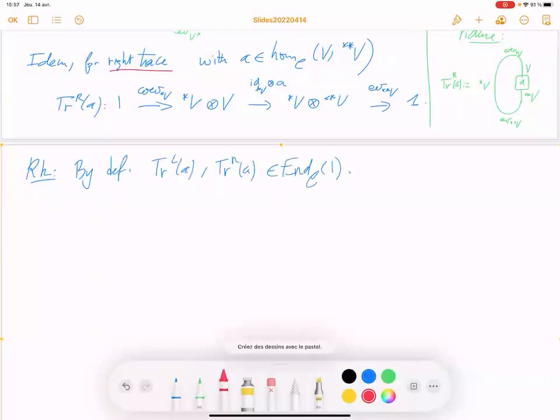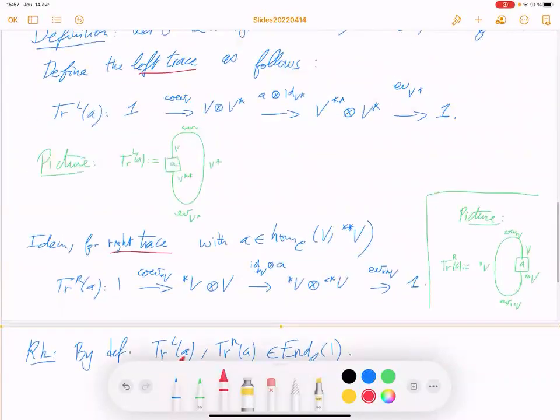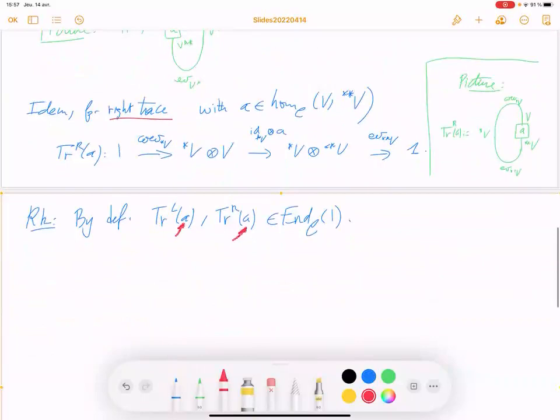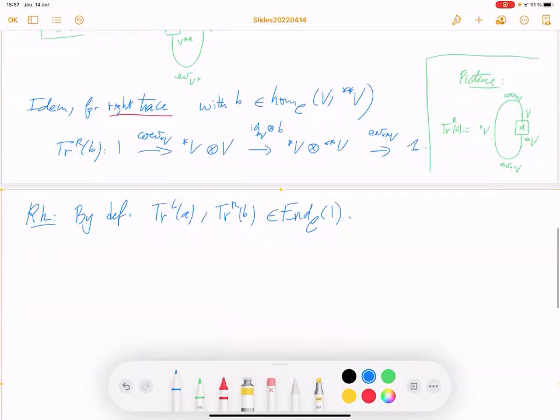So be careful here. This is not the same A. I may use another letter for that, maybe, to not be confusing. Let it be, if you want, B. Okay.